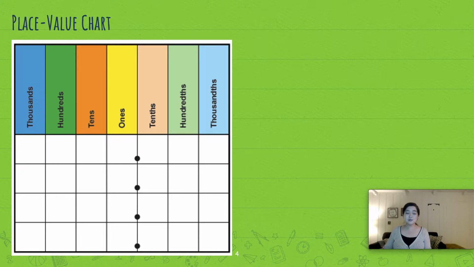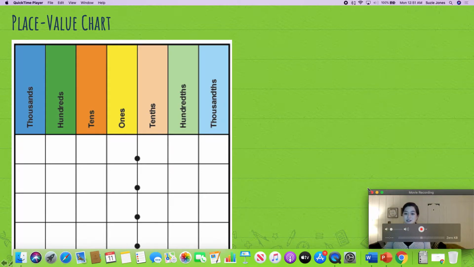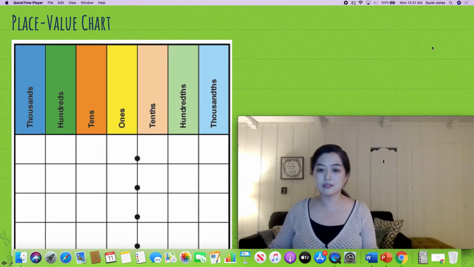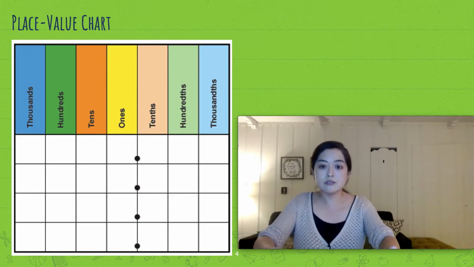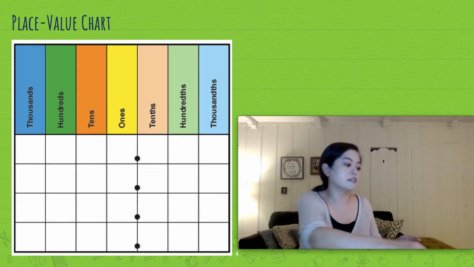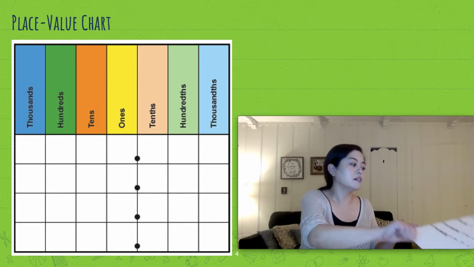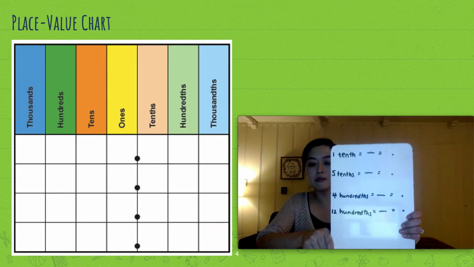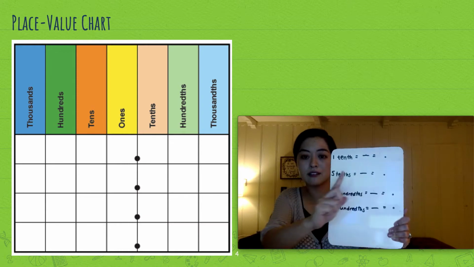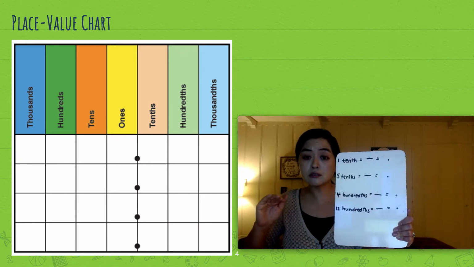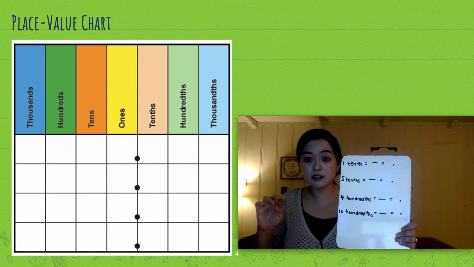All right. Do you remember what this is? This is a place value chart. We're going to review decimals. Now, when we talk about decimals, we can say decimals in words like this. And decimals and fractions are related, okay?